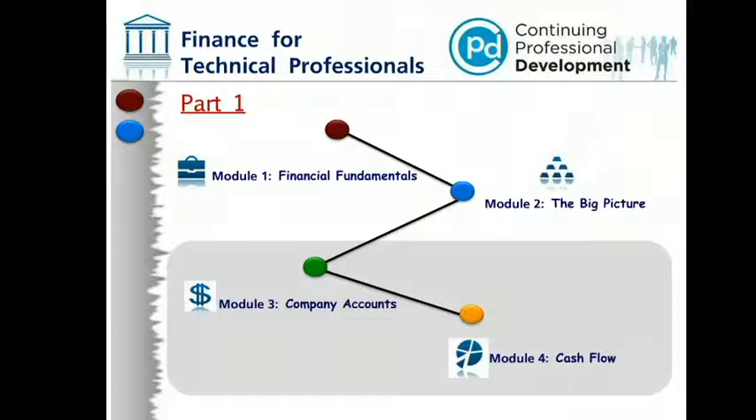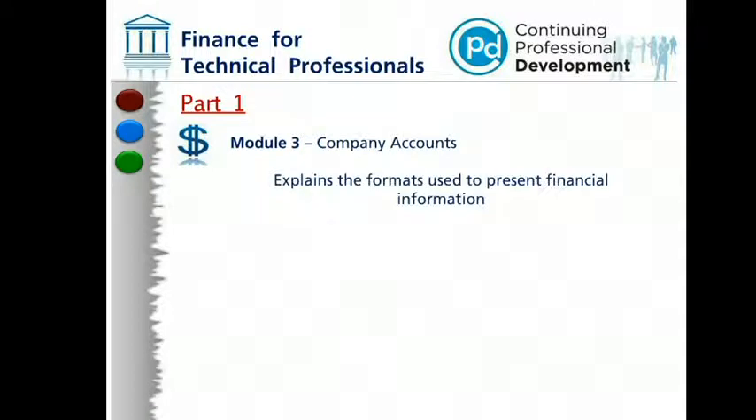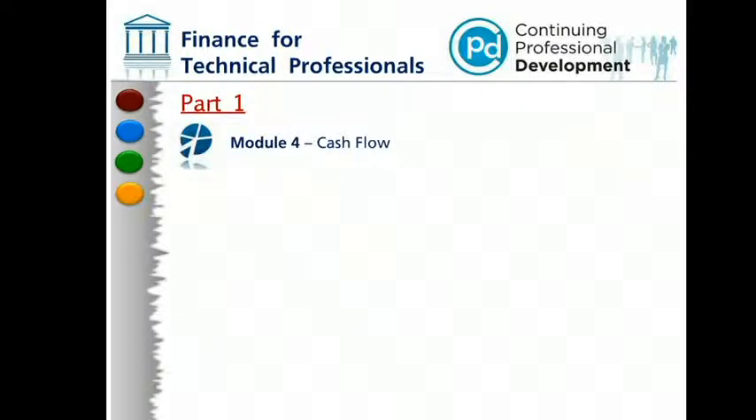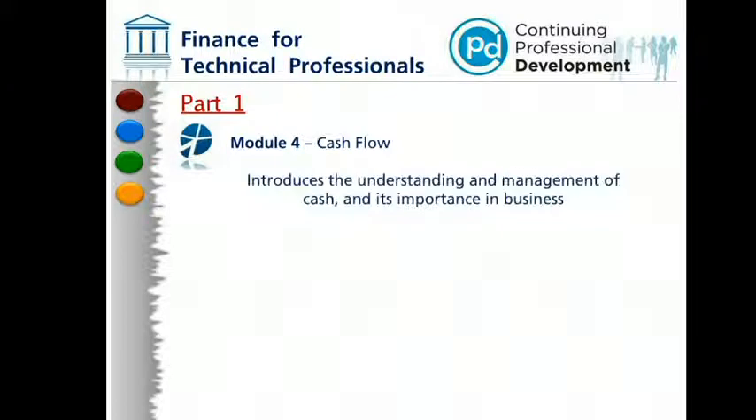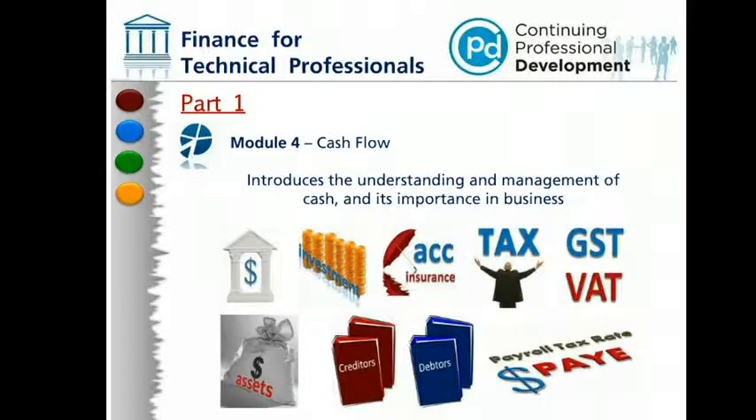The second 2 modules of Part 1 introduce you to the more practical aspects of finance. Module 3, Company Accounts, takes you through typical company accounts, how they are presented, and why they are presented that way. It explains the formats used to present financial information, including the range of reports produced, what they represent, and what you need to know to interpret them. Module 4, Cash Flow, introduces you to the single most important aspect of business finance, which is the understanding and management of cash. You are given some simple management tools to help you understand the role of cash flow in the operation of the business.